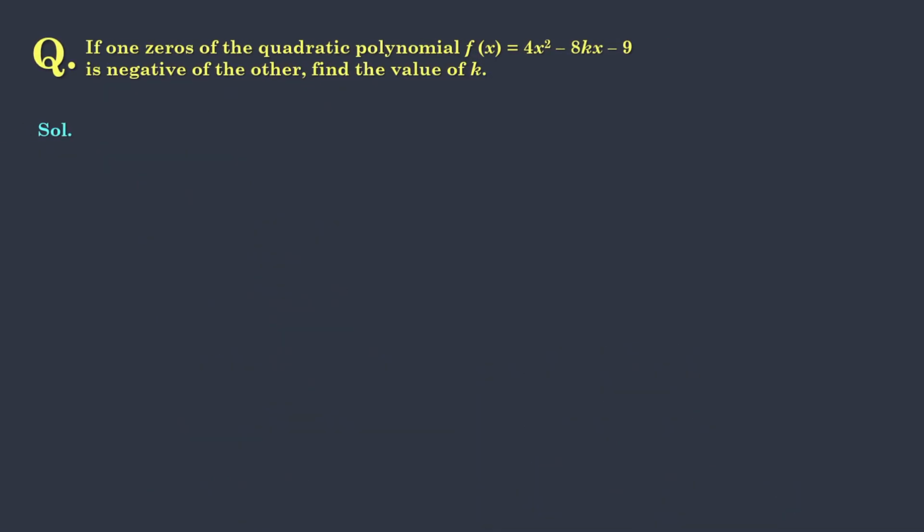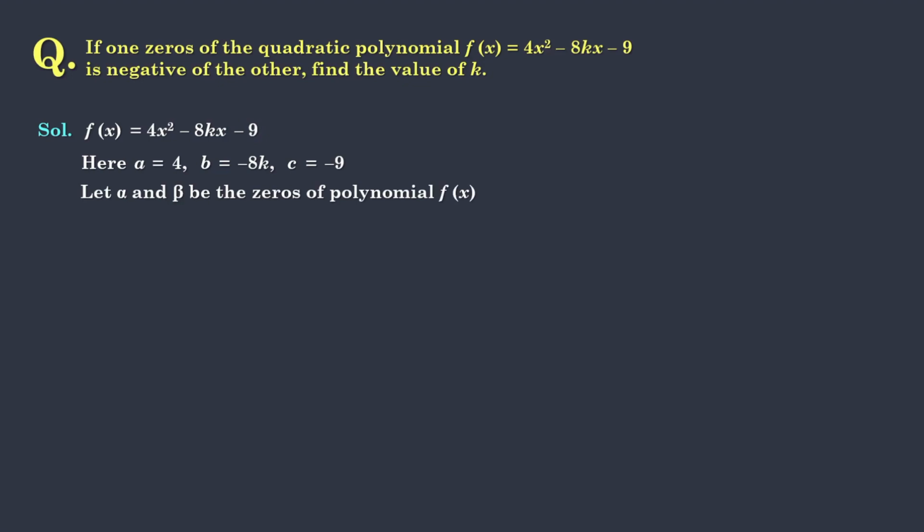Let us solve this problem step by step. We are given a quadratic polynomial whose coefficient of x squared is 4, the coefficient of x is minus 8k, and the constant term is minus 9. We are also told that one zero of the polynomial is the negative of the other. Let alpha and beta be the zeros of the polynomial.